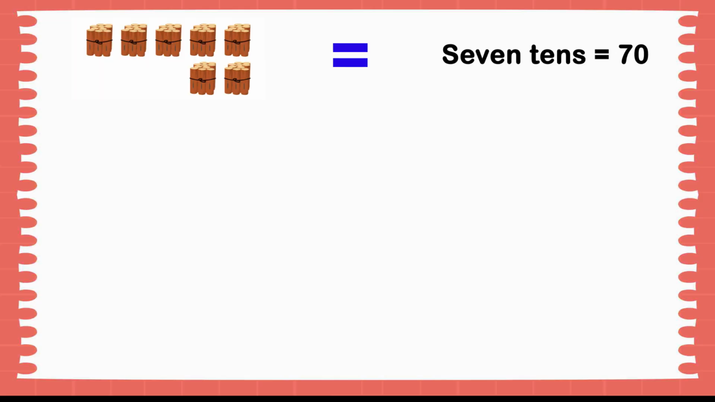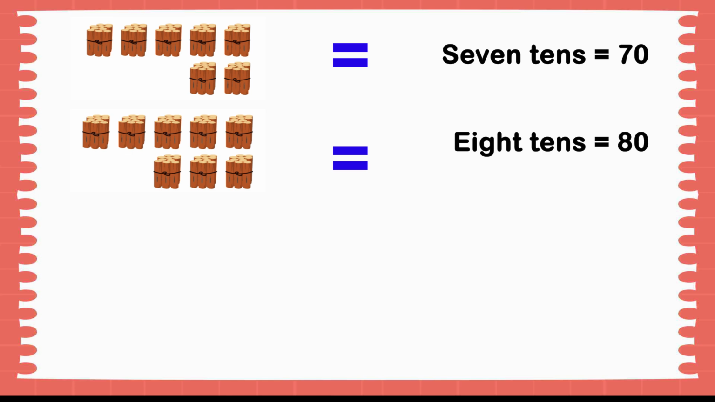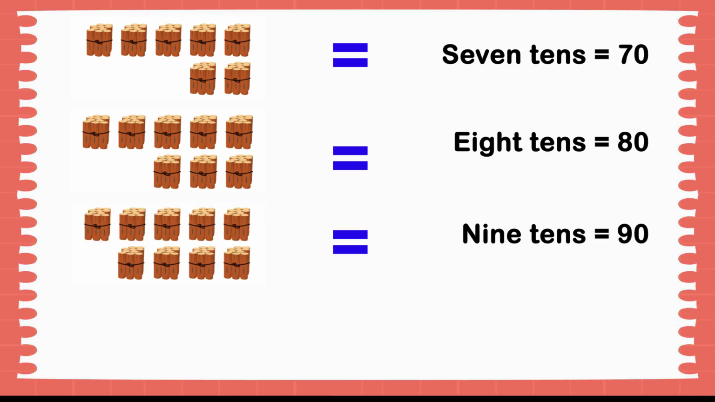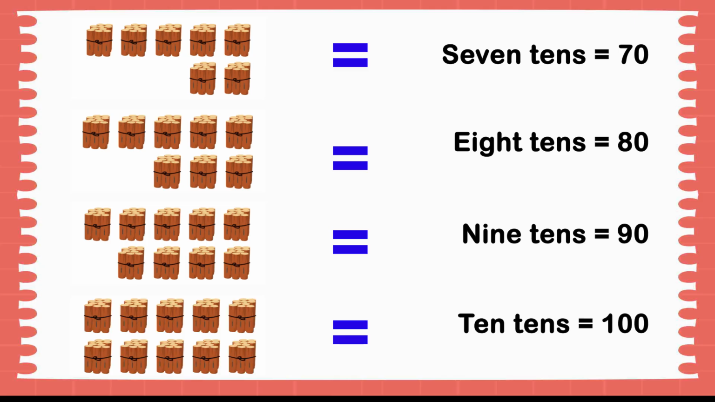7 tens is equal to 70. 8 tens is equal to 80. 9 tens is equal to 90. 10 tens is equal to 100.